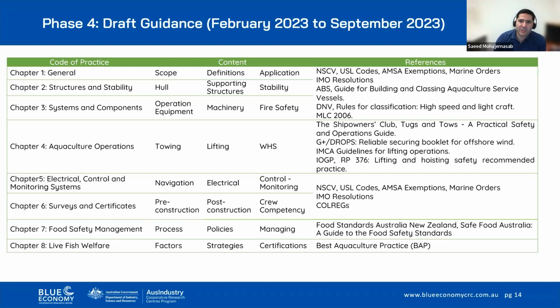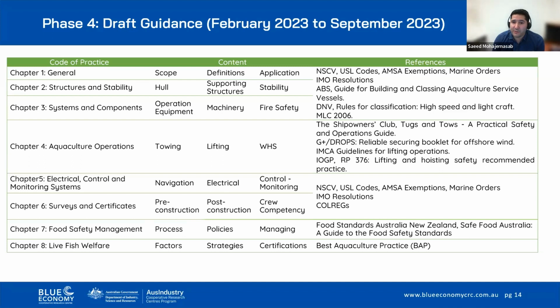In these 3 chapters, we reference existing NSCV USL codes, AMSA exemptions and marine orders, plus some of the IMO resolutions. We also brought in some notes and guides from the ABS guideline for aquaculture service vessels and the DNV rules for high speed and light craft. And we also included some of the MLC, Maritime Labour Convention, rules as well.